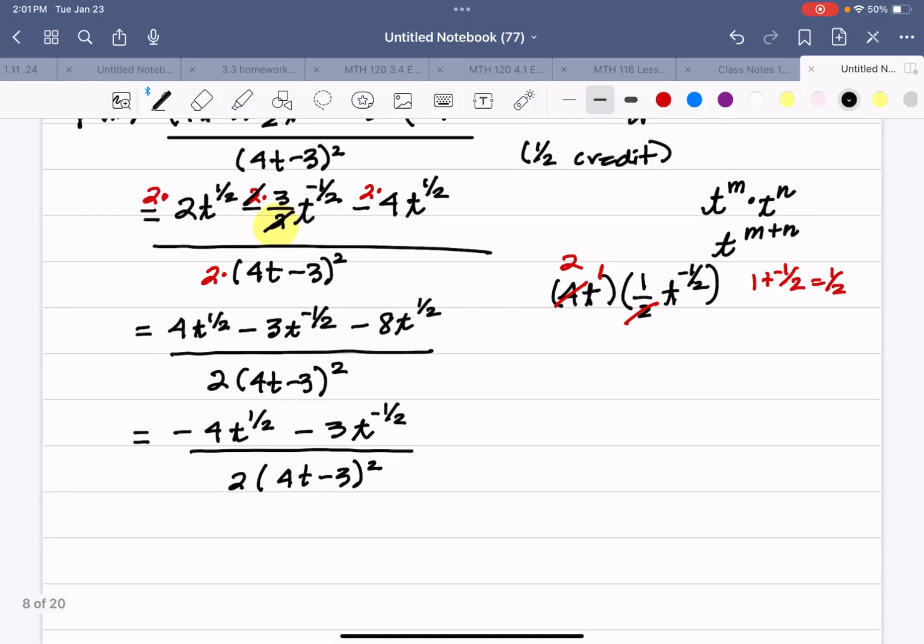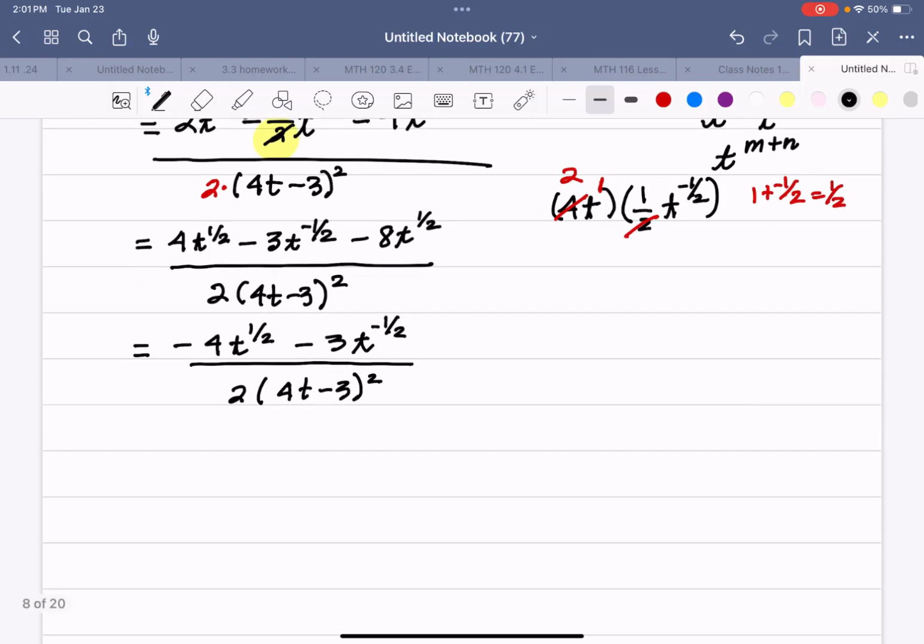Now, that's almost a full credit answer, but the little issue here is that you have this negative exponent in this numerator. And we don't want to leave a negative exponent. So remember what this is. This is negative 4 t to the 1/2. That's going to be a square root in a few minutes. Minus 3 over t to the 1/2. All of that is over 2 (4t minus 3) squared.